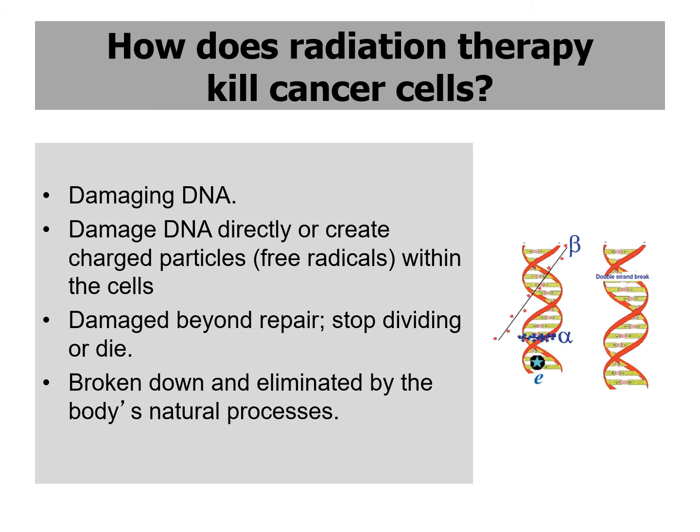So how does radiation therapy actually kill cancer cells? Radiation therapy kills cancer cells by damaging their DNA. It can either damage DNA directly or create charged particles, the free radicals, within the cells that can in turn damage the DNA. So cancer cells whose DNA is damaged beyond repair will stop dividing or die. When the damaged cells die, they are broken down and eliminated by the body's natural processes.